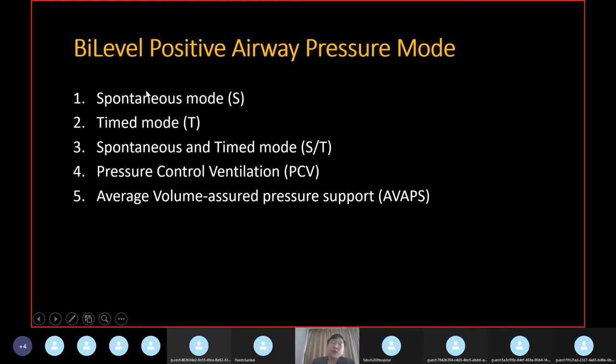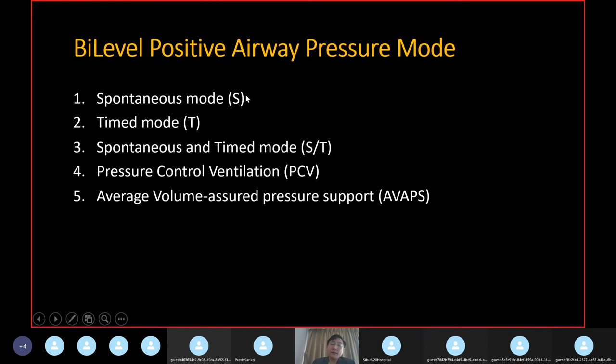When you want to use spontaneous mode, the important prerequisite is that the patient must have spontaneous breathing effort. So you cannot use it with a patient who has frequent apnea, or does not have a good effort to trigger a breath. This patient must have good respiratory drive in order to use this mode.